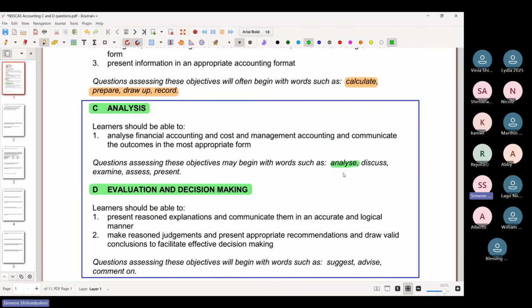That is what we call assessment objective C. So when you bring it to accounting, you look at it from that perspective. This is good because it's this and this and this, but it's also this and this and this.